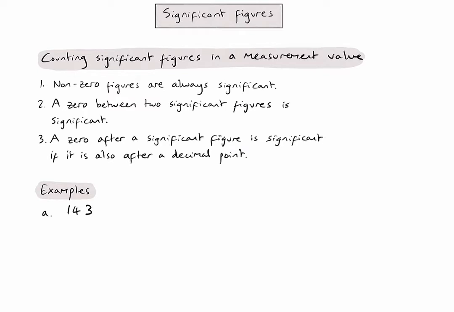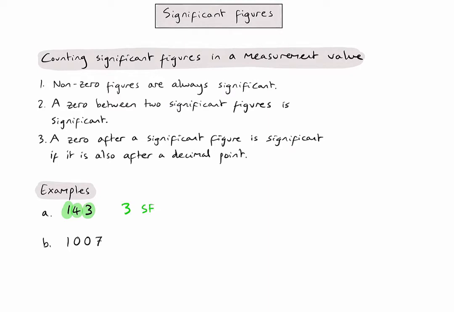So in this first example, 143, all of my figures are non-zero figures. Therefore, they are all considered significant. So there's the 1, the 4, and the 3, which in total makes 3 significant figures.